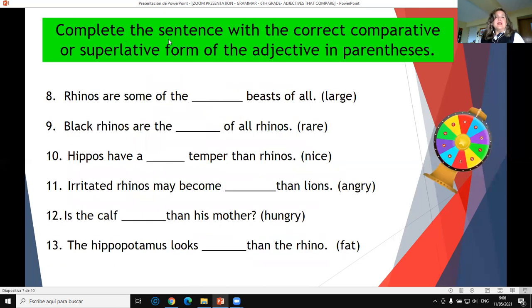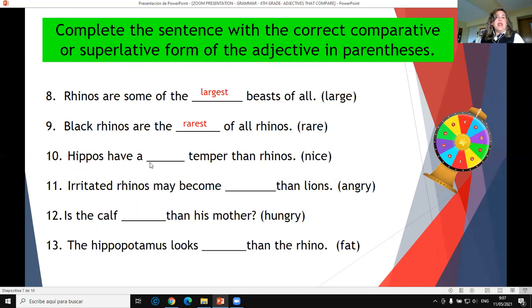Now we need to complete the sentence with the correct comparative or superlative form for the adjective in parentheses. For example, rhinos are some of the beasts of all, and we need to use large. So we're comparing rhinos with all the beasts, so largest. We use the superlative form. Number 9, black rhinos are the of all rhinos. We have to use rare, and we're comparing black rhinos with all rhinos. So we again use the superlative form, rarest.